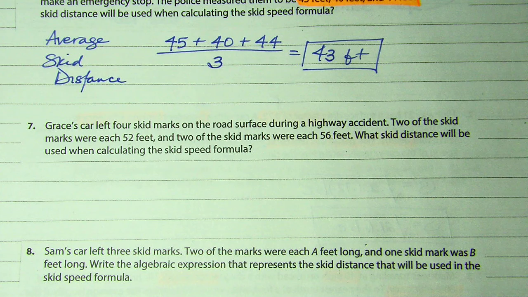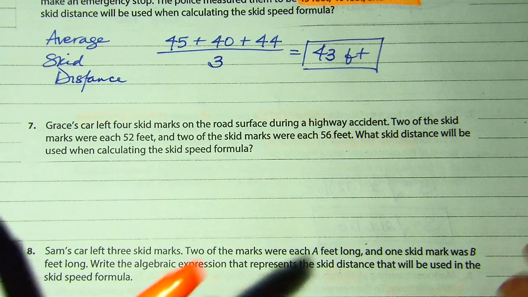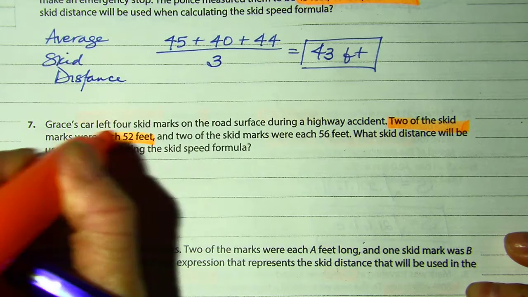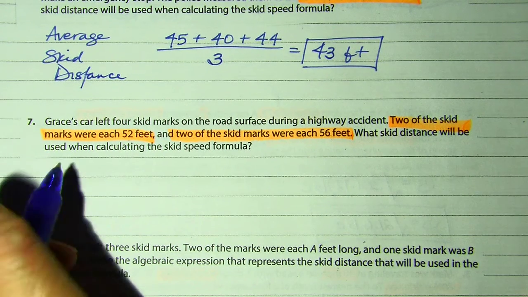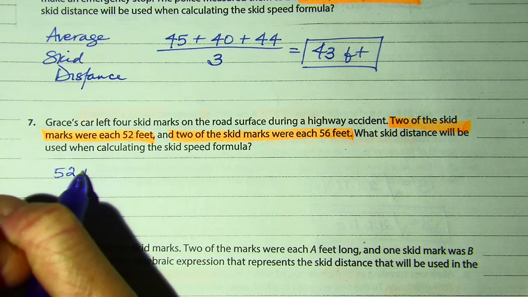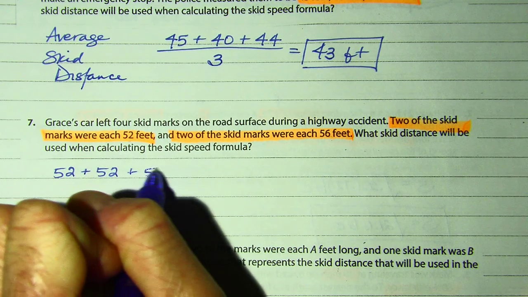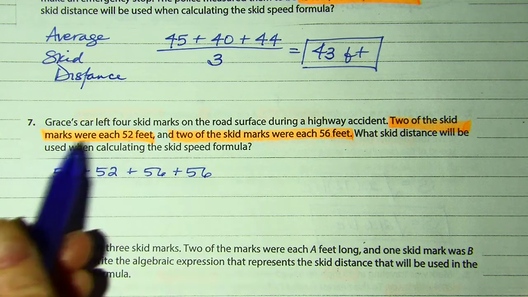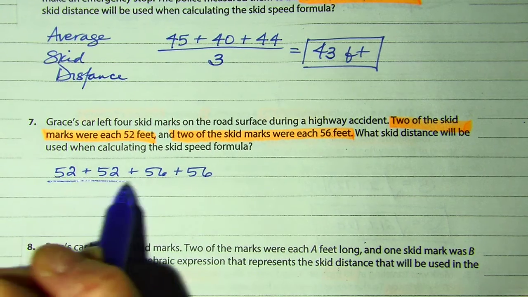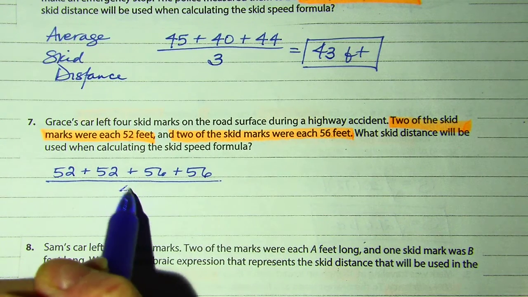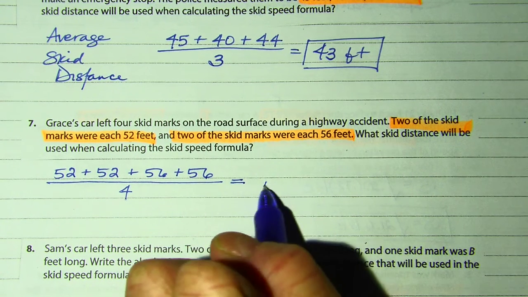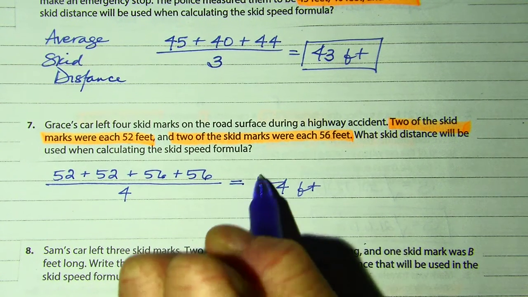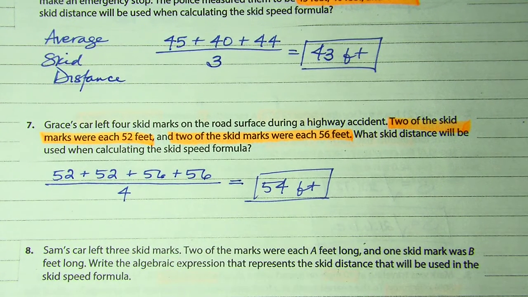beneficial. So for this next one, it says her car left 4 skid marks. 2 were at 52, 2 were at 56. So what would be the average here? You could write 52 plus 52 plus 56 plus 56, right? There's 2 at 52, 2 at 56, which means I have 4 different skid marks. If I enter that in my calculator, I got that the average is 54 feet. And so that is what I would use for D.